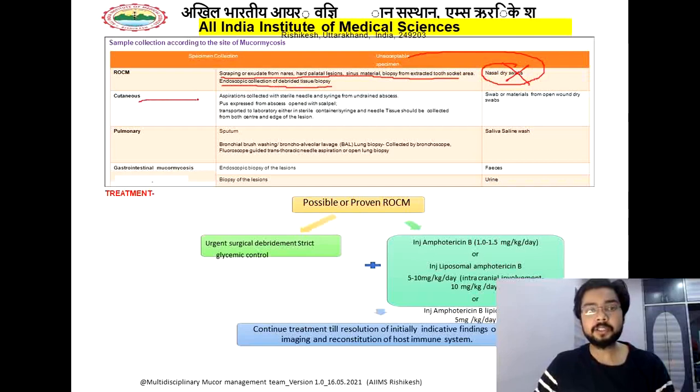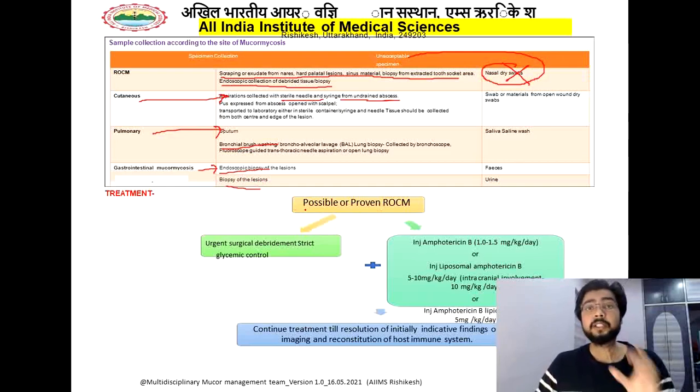If it is cutaneous, then you have to aspirate the collection with a sterile needle and syringe from the undrained abscess. If it is pulmonary, then sputum or bronchial brush washing. If it is gastrointestinal, then endoscopic biopsy of the lesion.